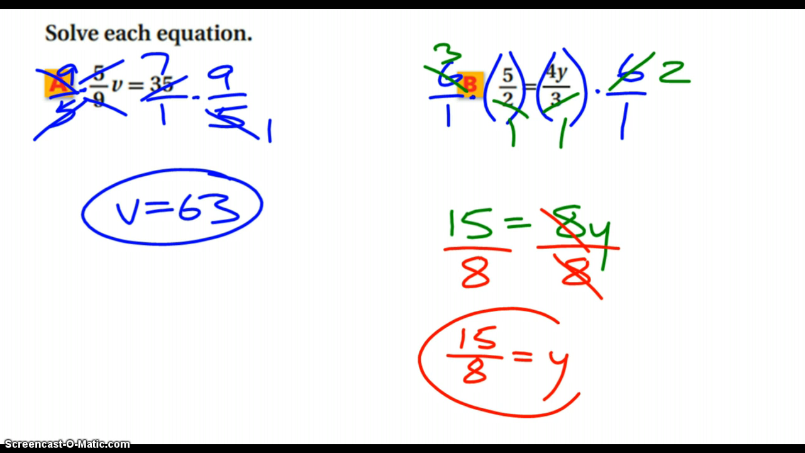So that is another option. This is what I would call clearing the fractions. If you ever want to just get rid of all your fractions, that's one option you have. We'll talk a little bit more about that later.